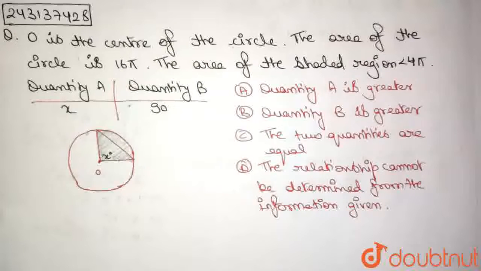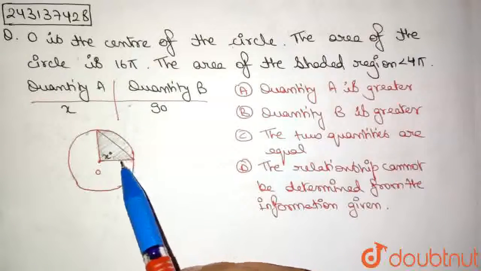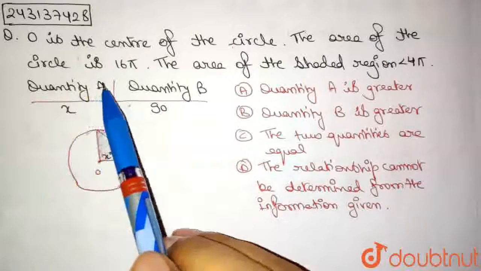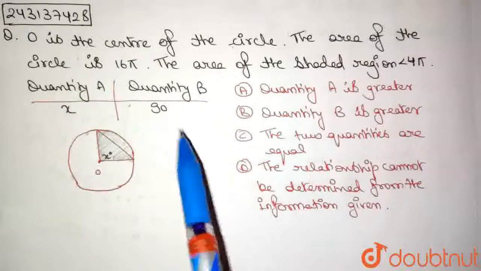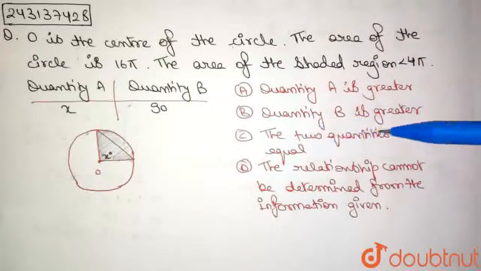Hello friends, welcome. The question states, O is the center of the circle. The area of the circle is 16 pi. So the total area is 16 pi. The area of the shaded region is less than 4 pi. So this shaded region is actually having area less than 4 pi and the angle subtended here is x degrees. Then we have quantity A, which is x, quantity B, which is 90. And it has been said quantity A is greater, quantity B is greater, the two quantities are equal, or the relationship cannot be determined from the information given, in the four options for this particular question.